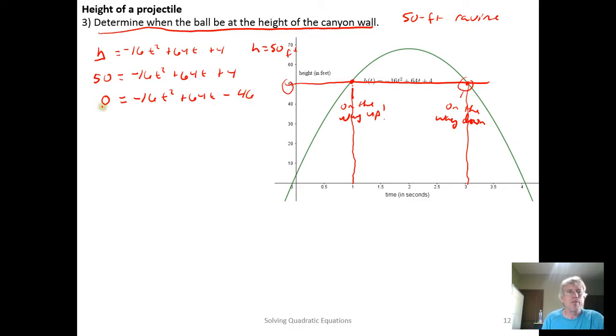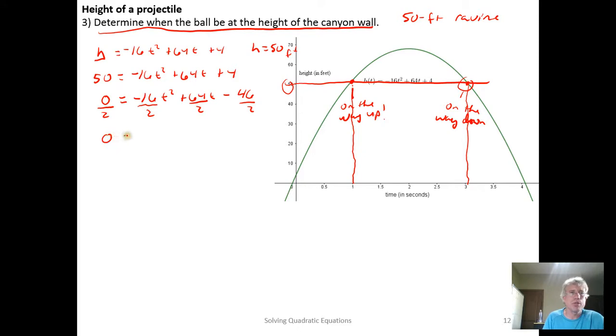And before we solve this, with the quadratic formula, we're going to need to know a, b, and c, but we want to recognize there's a common factor. 2 will go into 46, 2 will go into 64, 2 will go into negative 16. Let's divide everything by 2 so that we reduce the size of the coefficients that we're having to work with.